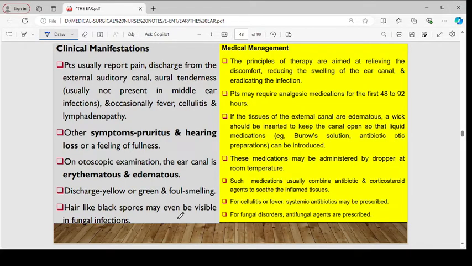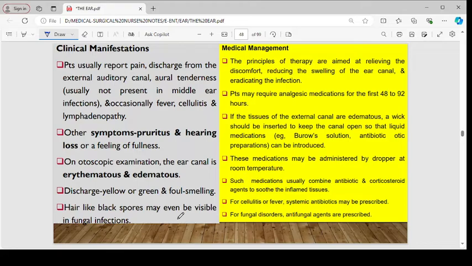We have some symptoms of inflammation of the external auditory canal, where patients usually report pain, discharge from the external auditory canal, and tenderness, usually not present in middle ear infections, and occasionally fever, cellulitis, and lymphadenopathy. Other symptoms include pruritus, hearing loss, or a feeling of fullness. On otoscopic examination, the ear canal will be found to be erythematous and edematous. We have a yellow or green foul discharge showing infection, especially by Staphylococcus. Hair-like black spots may even be visible in fungal infections.